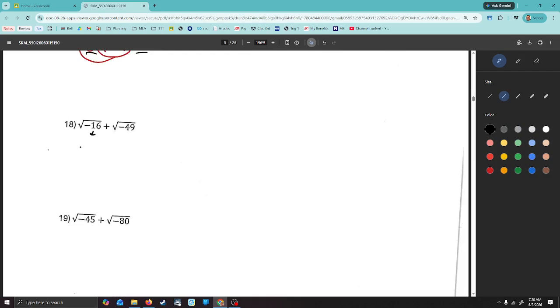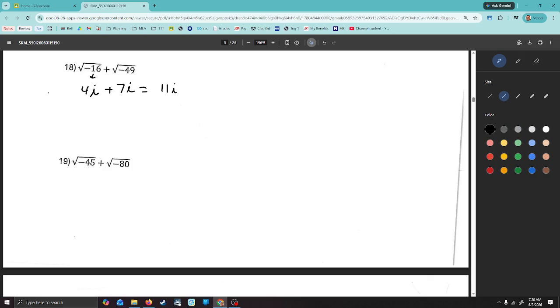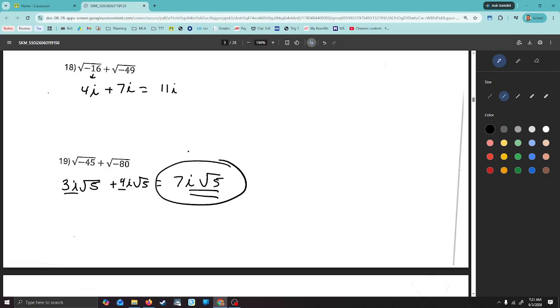In this case, this is going to be 4i plus 7i, which makes it 11i. Over here, it's going to be negative 45 plus negative 80. So break this down. I'm just going to go a little quicker just so I save time. 3i root 5 plus 16 times 5, so 4i root 5. Because these are like terms, I can actually combine them. So 7i root 5. Notice how these stay the same. These are what makes it a like term.